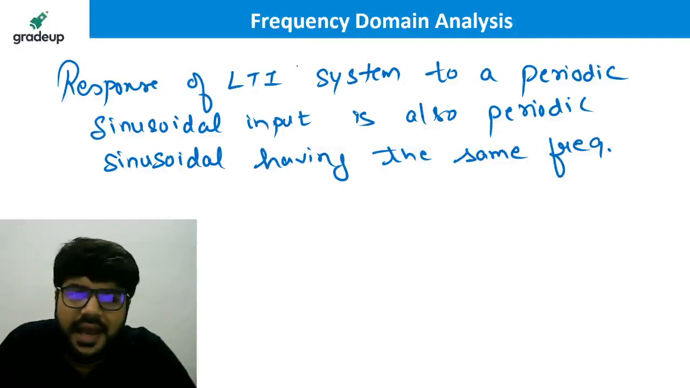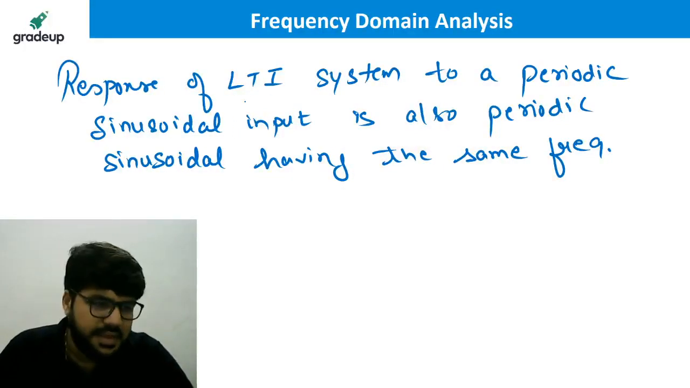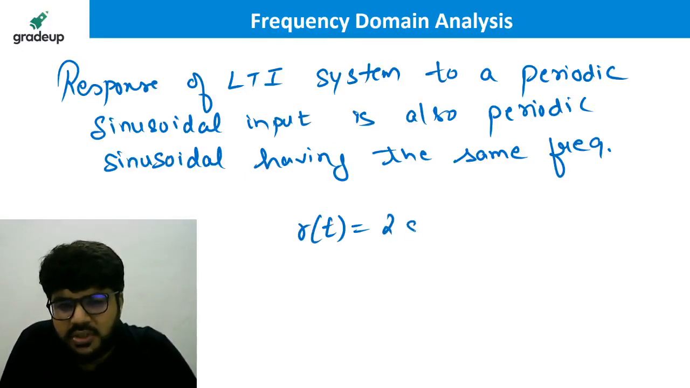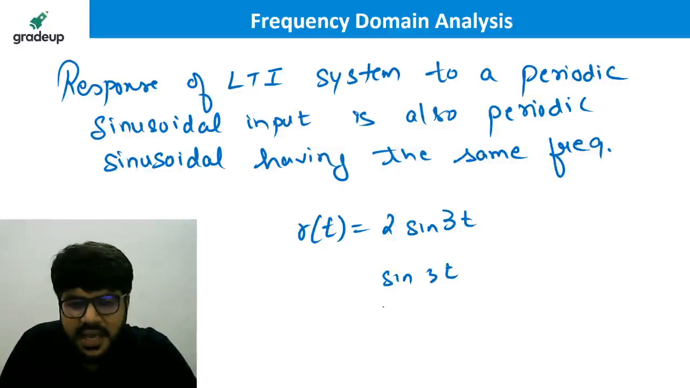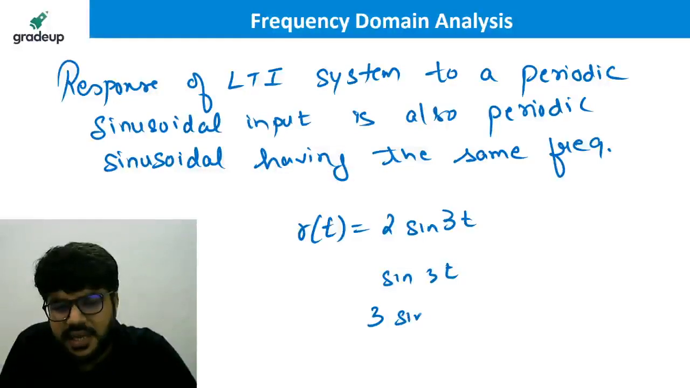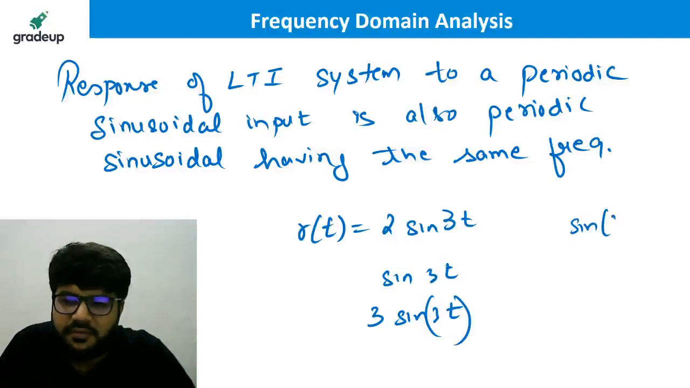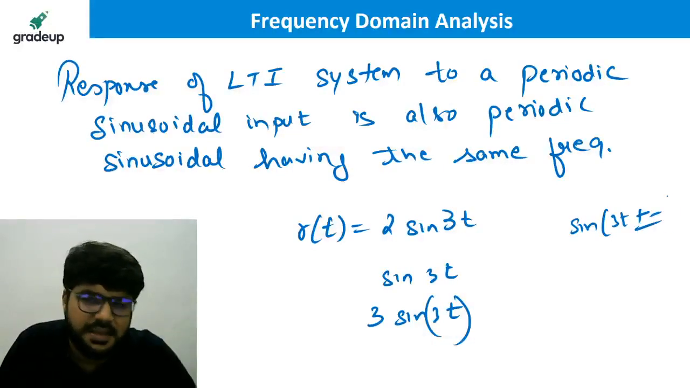Okay, having the same frequency. Now that means, suppose I had first taken the input as 2 sine 3t. Now I may take the input as sine 3t, or I may take the input as 3 sine 3t. What is going to change? The output is always going to be in the form of sine 3t plus or minus something.